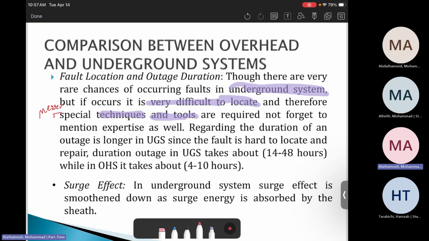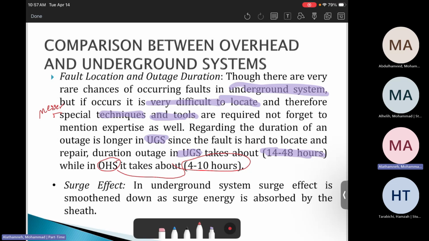Regarding the duration of outage, the duration of outage in overhead and underground systems is very large. It can be 14 to 48 hours to put the underground system back in service, while in overhead systems it can be between 4 to 10 hours. So when we look at the duration of outage, the overhead system is better, while in fault occurrence, the underground system is better.